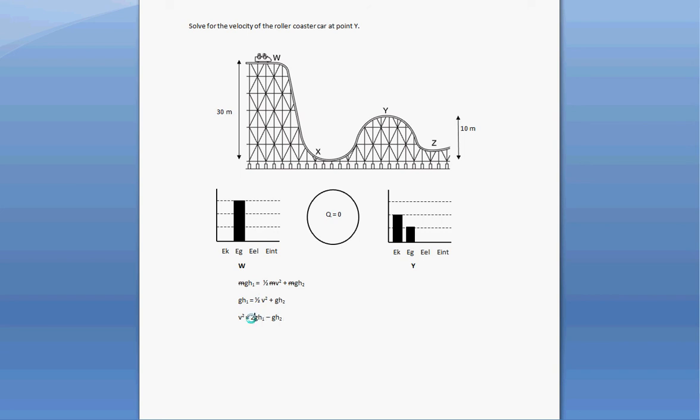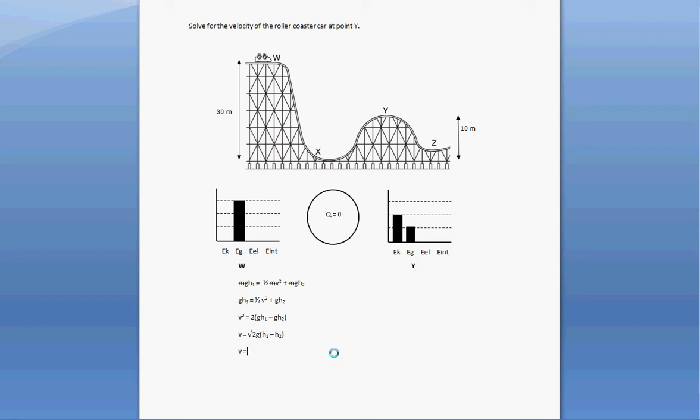So we'll just do that in front. Alright, so this is just doing algebra from this down to here. All right, now we're going to do two steps at once. First, we're going to bring the g out of the parentheses because everything in here has a g, and then we're going to square root both sides to get the velocity by itself. So velocity equals the square root of 2g times h1 minus h2. All right, and there's your equation for the velocity.